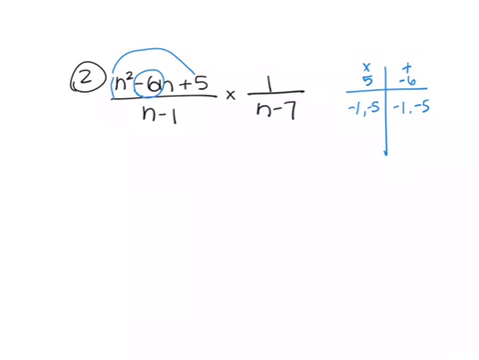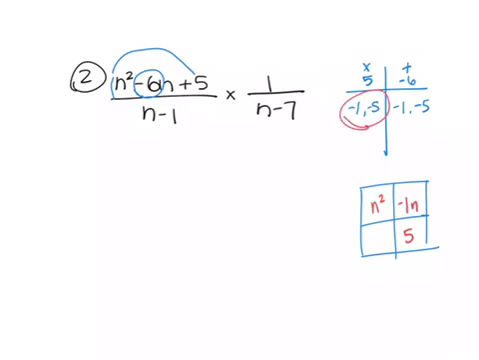So as we look at setting this up then in the box, here's our box. Remember, in the upper left, we would have our leading term, so that's n squared. And in the bottom right, we would have our constant term, so that's 5. And then the other 2 boxes are where we use our factor pair from here. So -1n and -5n. And we're going to now look for what we can take out.